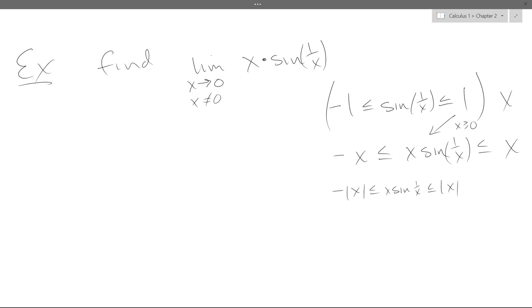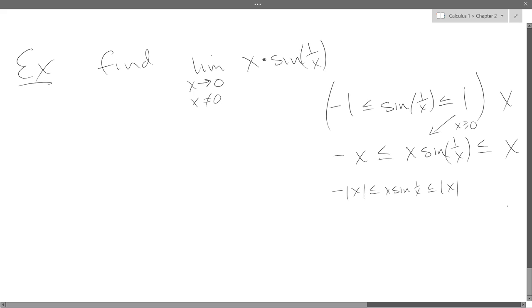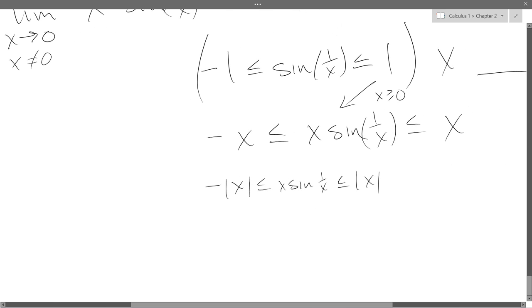We saw the inequality last class: negative absolute value of x is less than or equal to x sine 1 over x, which is less than or equal to absolute value of x. And no matter if x is positive or negative, you get the same inequality. It took a little algebra to show, but this inequality will be true for all x's, or at least we only care about all x's close to 0.